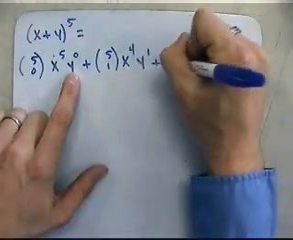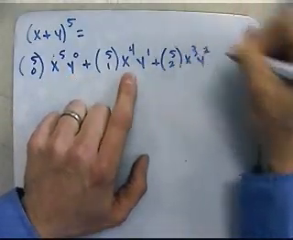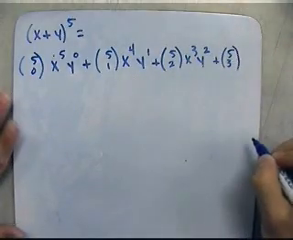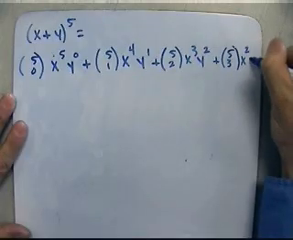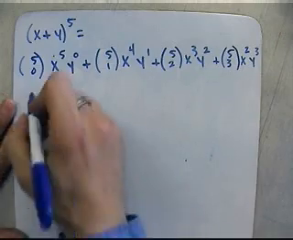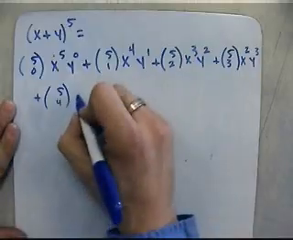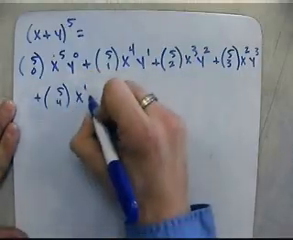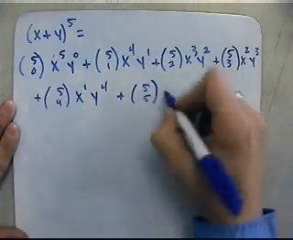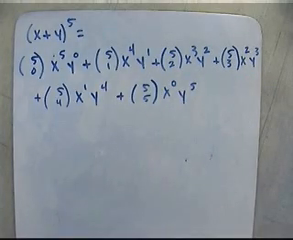Plus, the next one is 5 choose 2, x to the 3rd, y to the 2nd, plus 5 choose 3, x to the 2nd, y to the 3rd. Notice my powers on my exponents always add to 5. Okay, that's a big thing. Plus, out of room here, sorry, 5 choose 4, we're going to have x to the 1st power, y to the 4th power. Plus, then we have 5 choose 5, and we have x to the 0 power, y to the 5th power. So that's your binomial expansion.